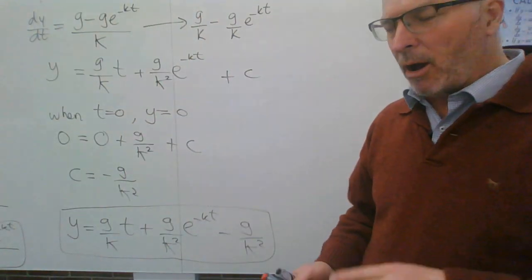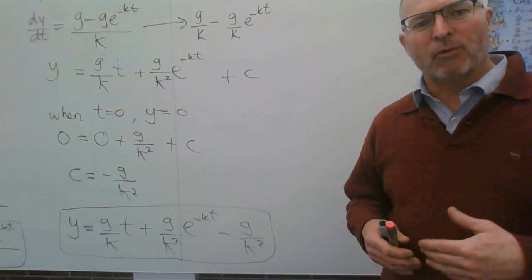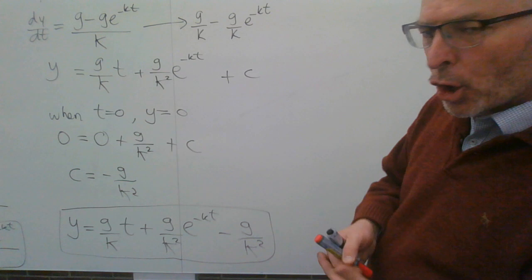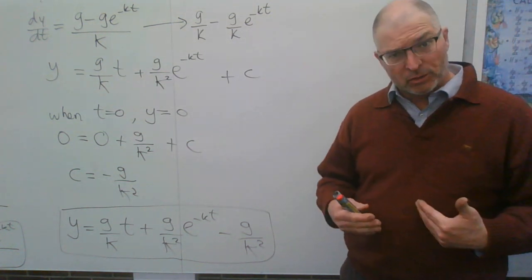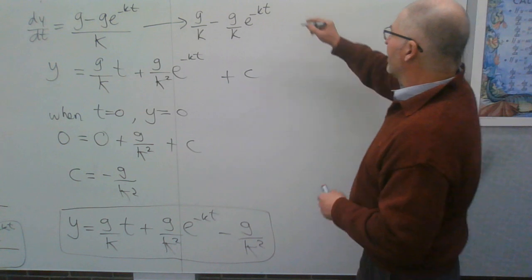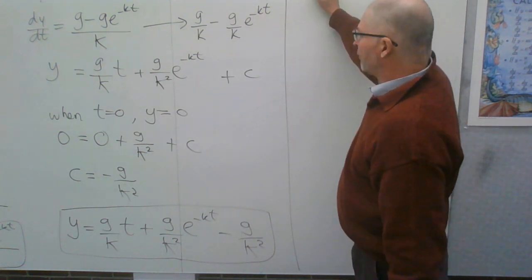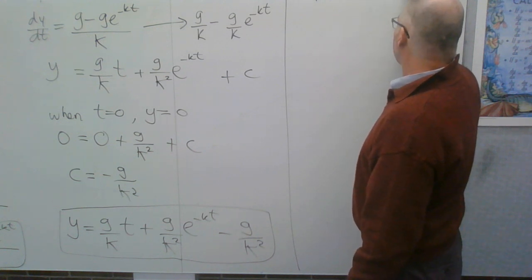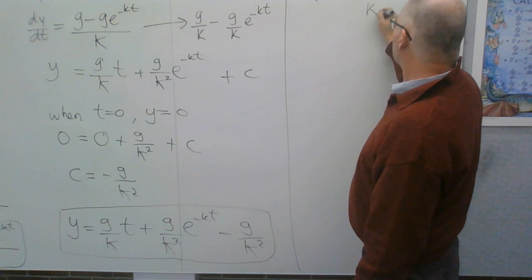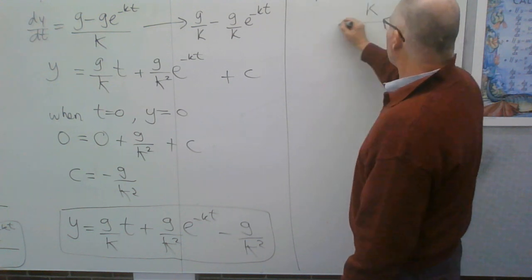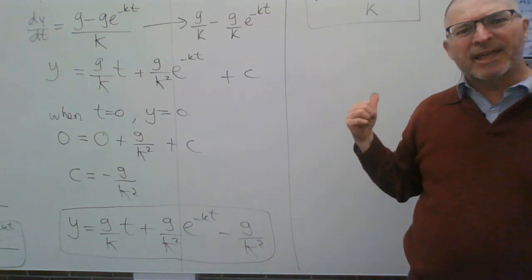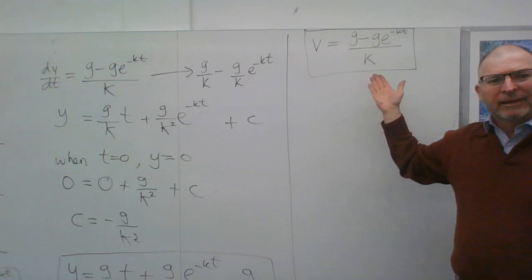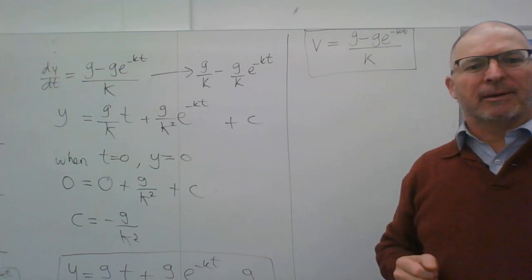All right, so I've answered the question about finding the equation for the velocity in terms of time and the displacement in terms of time. Now they want to know what the terminal velocity is, and there are two ways to do that. Since I've just found the velocity, that's g minus g e to the minus kt, all over k, I could use that equation from part 1 to answer the question.